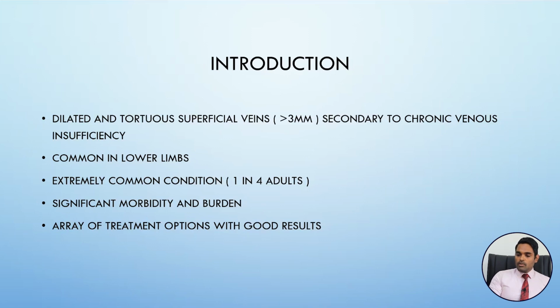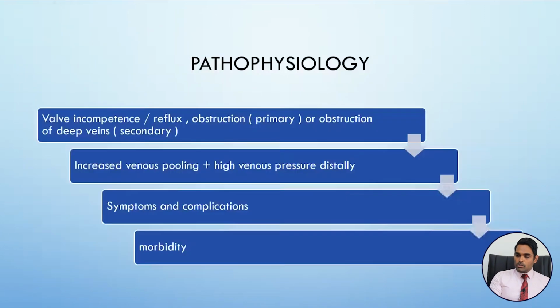So what happens in varicose veins? Just in 30 seconds, I'll explain. There is malfunction of the superficial veins. There should be valves in the veins in order to stop blood from coming back when we are in the upright position. The muscle pump will compress the veins and push the blood towards the heart, and there should be a valve system to prevent it from coming down.